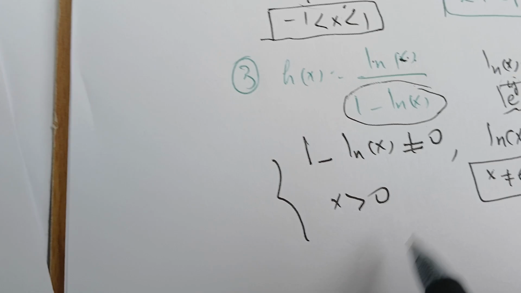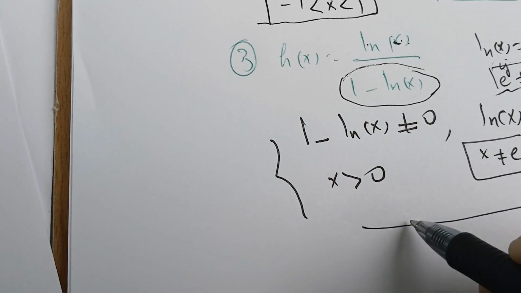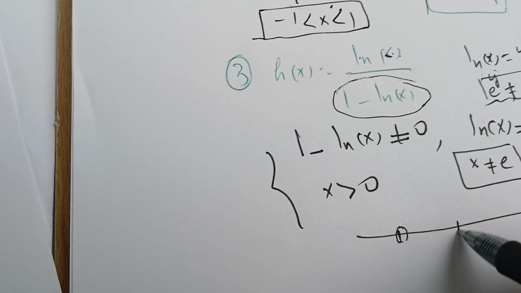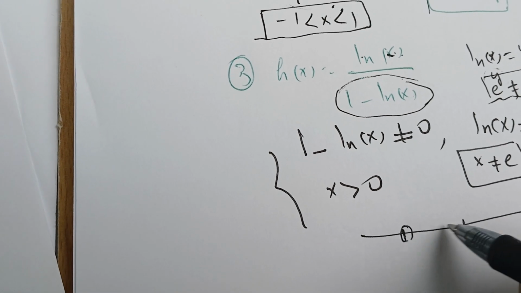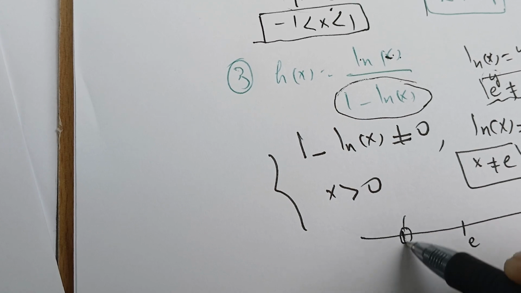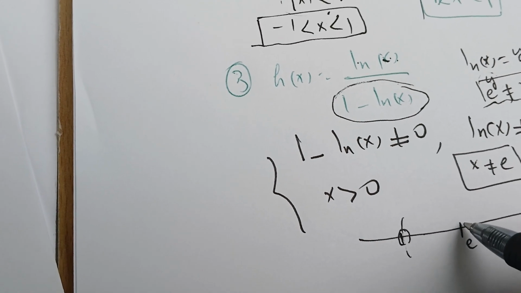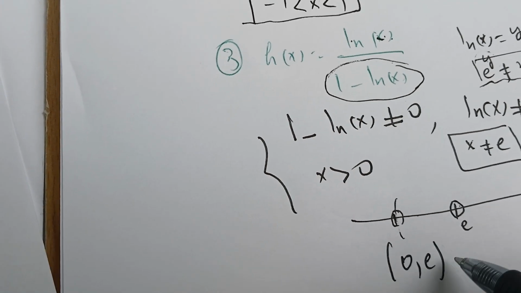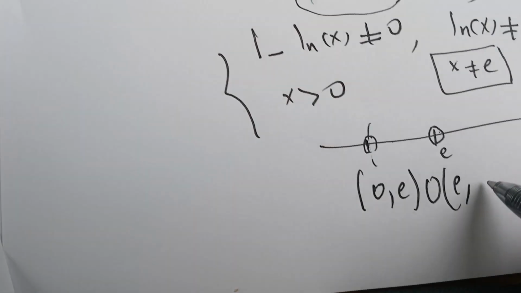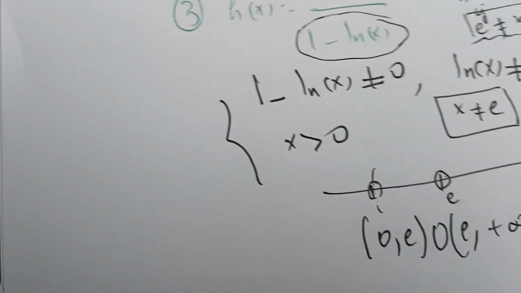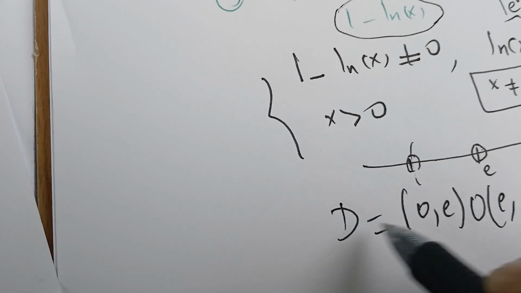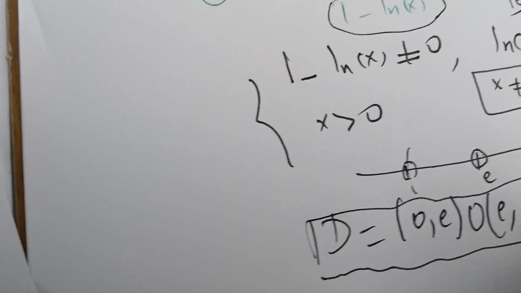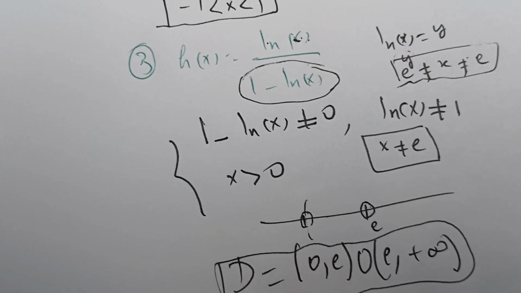So here we have two conditions. This is our 0, and this is our e. So you want to have x bigger than 0, that means x in here, and different from e. So we're going to jump. So we have 0 to e union e to plus infinity as our domain. So this is the domain for this function.